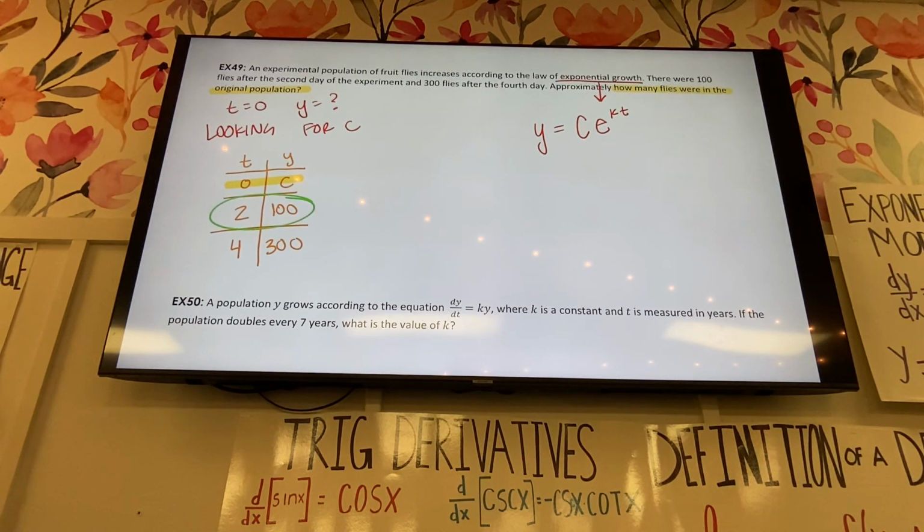So I'm going to take this first point and plug it in: 100 equals Ce^(2k), 2 times k. And I'm going to take this other one and plug that in as well: 300 equals Ce^(4k), 4 times k. And I've got these 2 equations. They both have a C and a k in them, so I can't solve them individually, but I can treat them like a system. Do you remember when y'all did systems of equations? It's kind of like that.